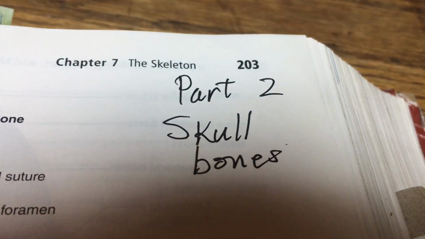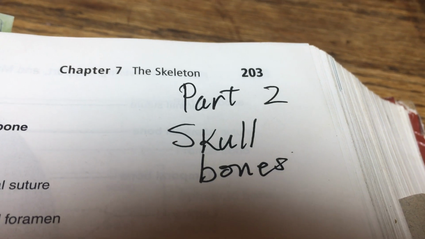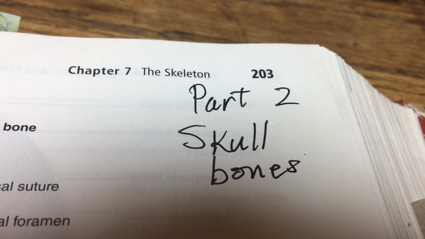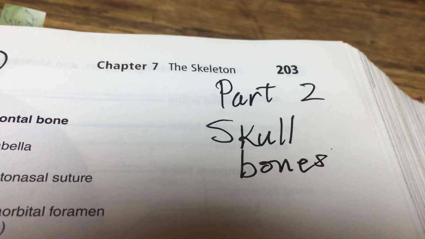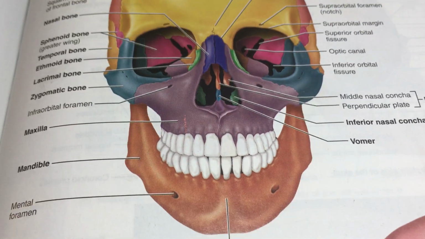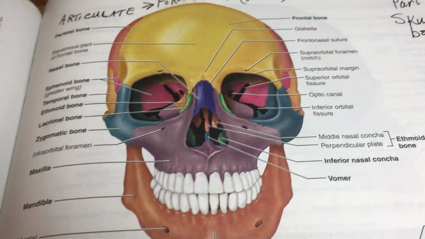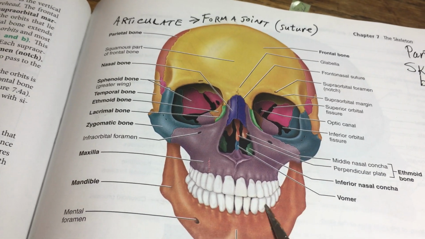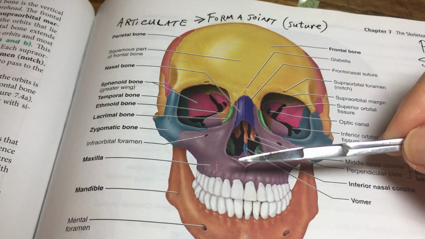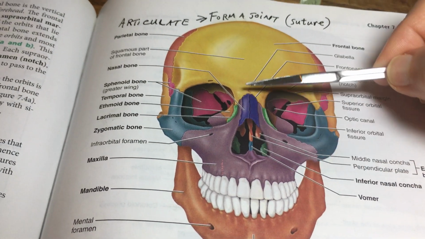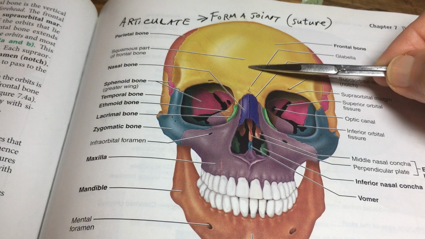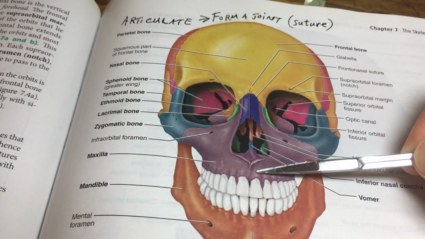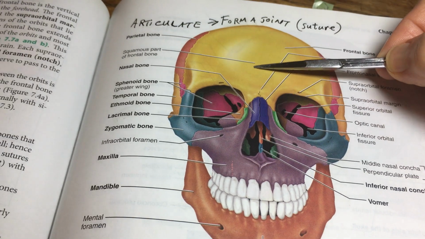Here we are at part 2, skull bones. This gives you an idea of where we are now. We're at page 203, and I'm again looking at this frontal view of the skull. One of the questions I'm going to be asking you on the quiz coming up is, if I were to put a mid-sagittal line through the skull, pass a mid-sagittal plane through, which bone would not be touched?